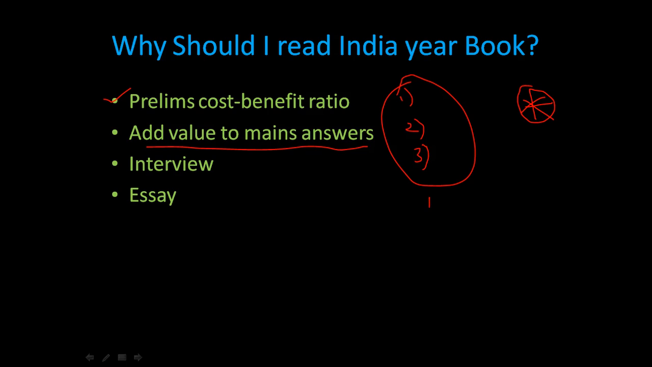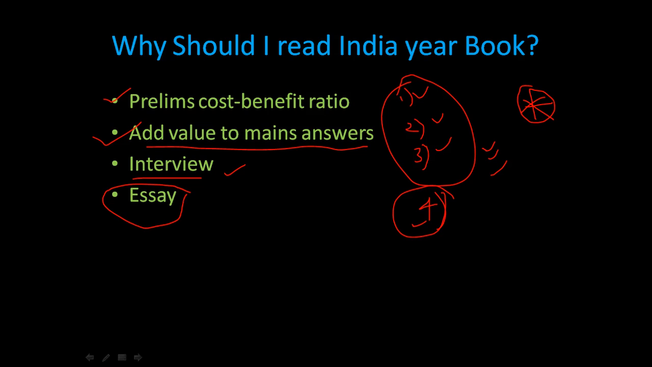the examiner will get a very bad idea about you. So instead of that, you tell that the government has done A, B, C, and then there are some problems A, B, C, and so we should do this, and this should be an innovative solution, not this, because this has already been done by the government. So this is where the knowledge of the India Yearbook comes in handy, and then we have something called the interview where you might need it, and then the essay.